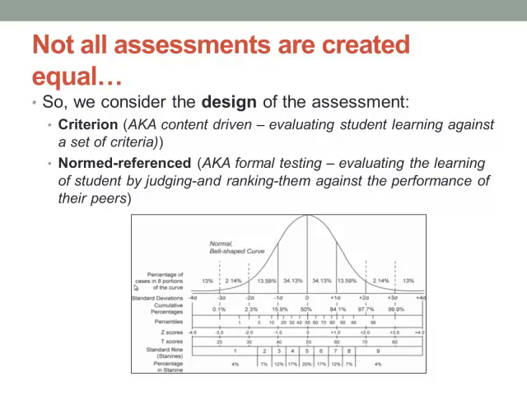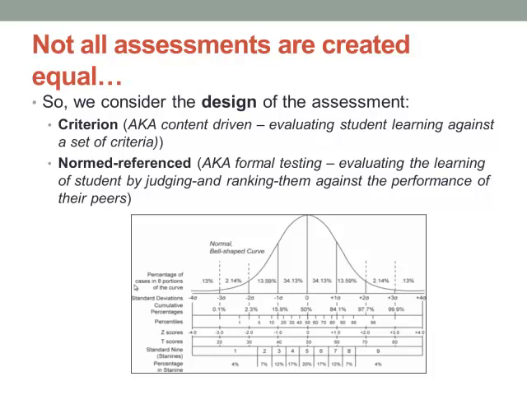A criterion reference, which is also known as something that's more content driven, evaluates student learning against a set of criteria. So, for example, going back to our kindergartners, and we're assessing phonological awareness, a criterion referenced assessment would look at, if they're asking a student to recognize and produce 10 rhyming words, how many out of that 10 they were able to get correct. And the evaluation would be based on that set of criteria.